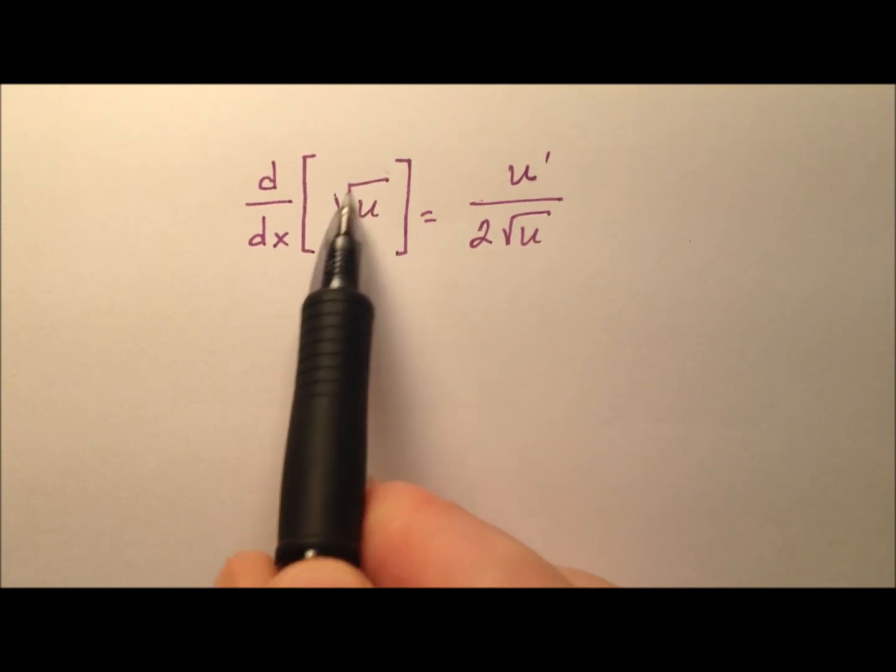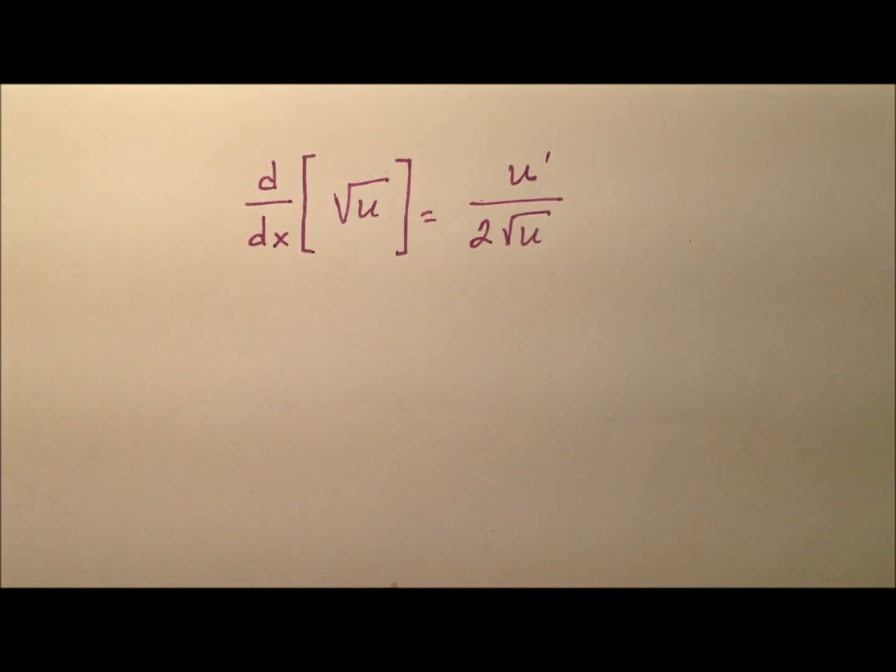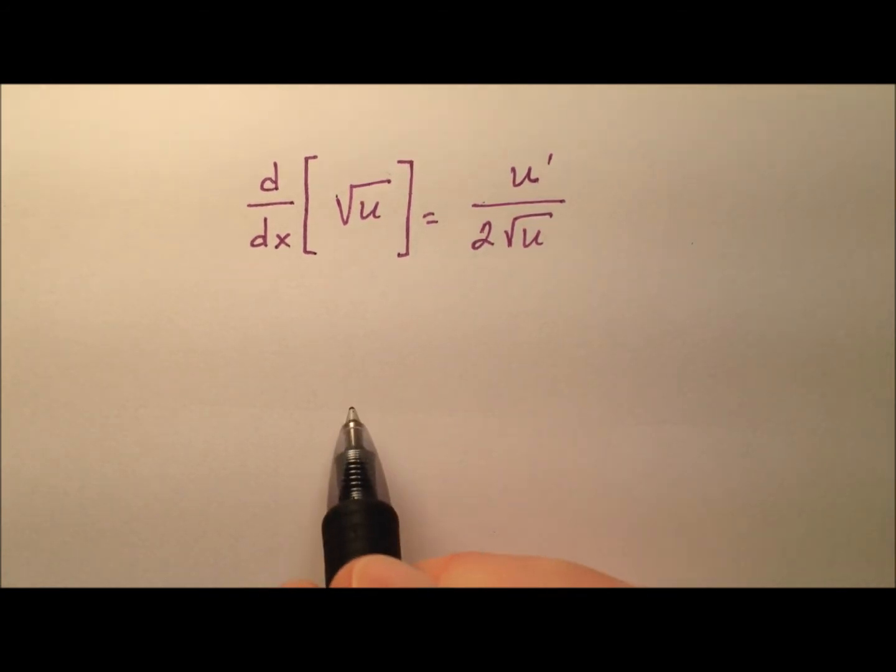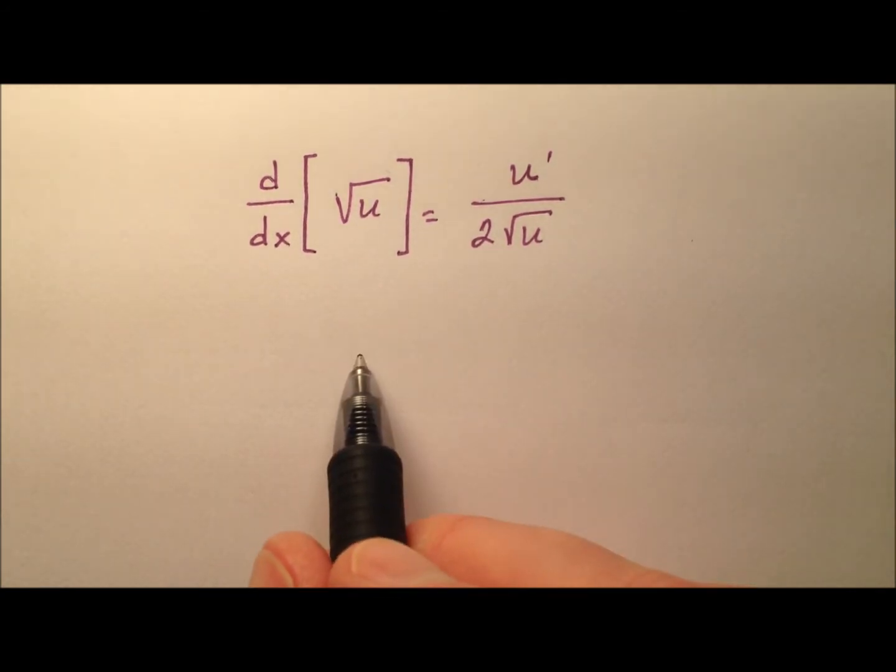You'll notice the square root of u shows up in the denominator along with a 2, and then we have u prime in the numerator. Okay, so let's go ahead and see this in action, and I'll compare it with using the chain rule.